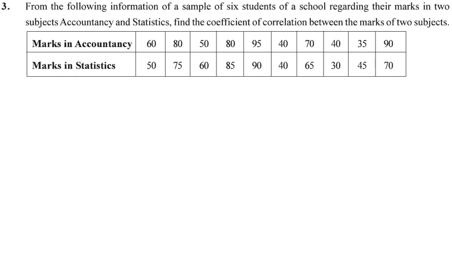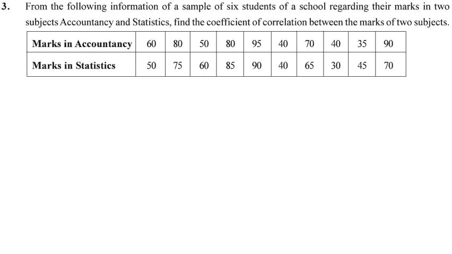Moving on to the third question. Sample of 6 students. Here there is a spelling mistake, my dear friends. This is from the textbook itself, but there is a mistake here because there are not 6 students, there are 10 students. So marks in accountancy and marks in statistics is given, and we have to find the correlation between this.